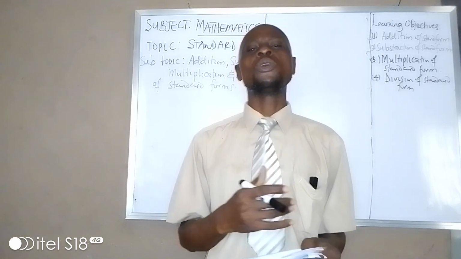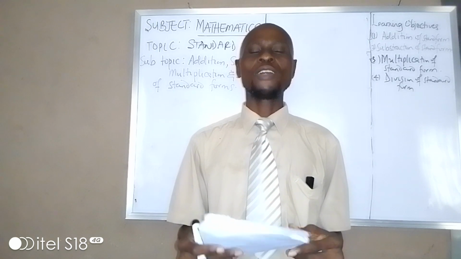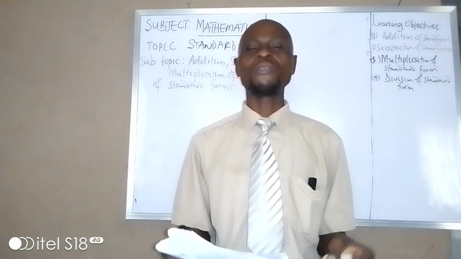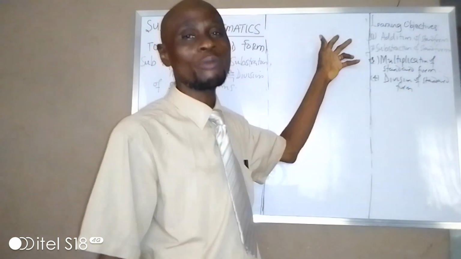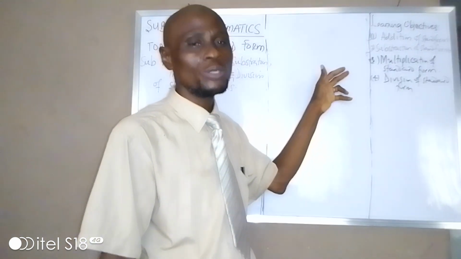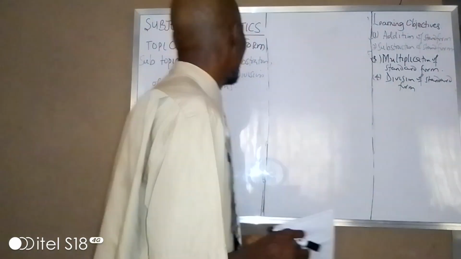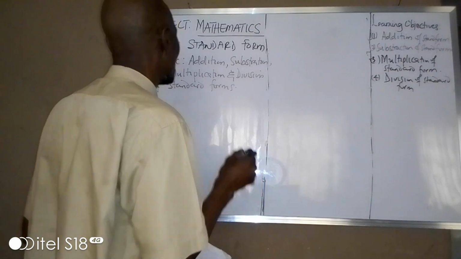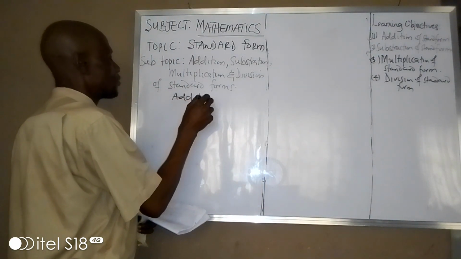But before we go, as we normally explain in this channel, let us first of all look at our learning objective. What are the things we want to learn? We are going to be looking at addition of standard form, subtraction of standard form, multiplication of standard form, and then what? Division of standard form. Having said that, let's take them one by one. Addition of standard form. How do we add standard form?